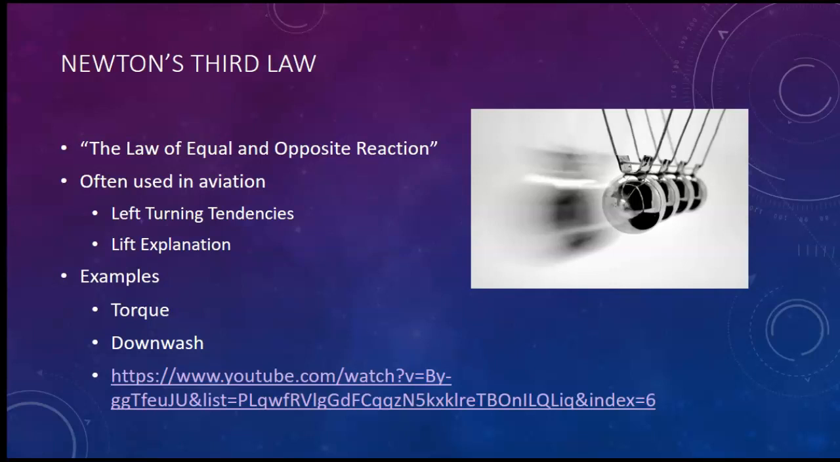Torque describes one of the left turning tendencies of an aircraft because the propeller on an airplane rotates clockwise as it's seen from the pilot station. The airplane wants to roll or rotate counterclockwise. That's known as torque. Downwash is the action of the air flowing over and down off of the wing. That downward motion of air flowing from the wing forces the wing up, contributing to lift.